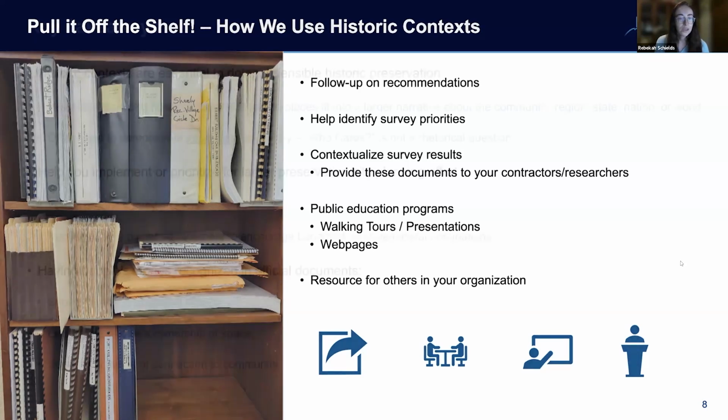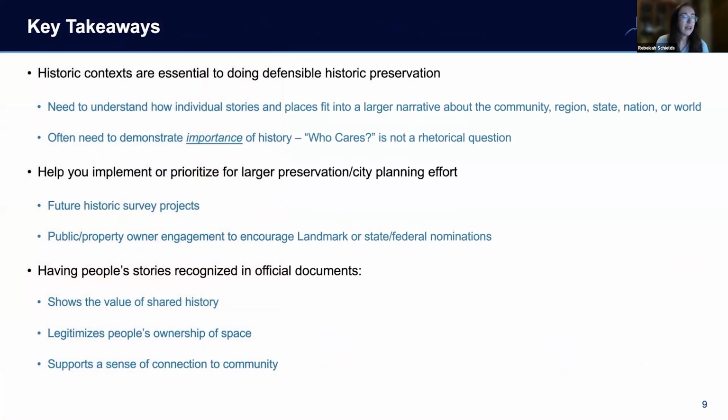Slide, key takeaways. So to close us out, I just wanted to highlight a few key takeaways that we hope you have gained from our presentation. First, historic contexts are essential to doing defensible historic preservation. They help us to understand how individual stories and places fit into those larger narratives about our neighborhoods or our communities or our state. Contexts help us to demonstrate the importance or significance of a site and why people should care about it. As our colleague Jim Bertolini is very fond of saying, who cares is not a rhetorical question. That's a very important question that you should be answering.